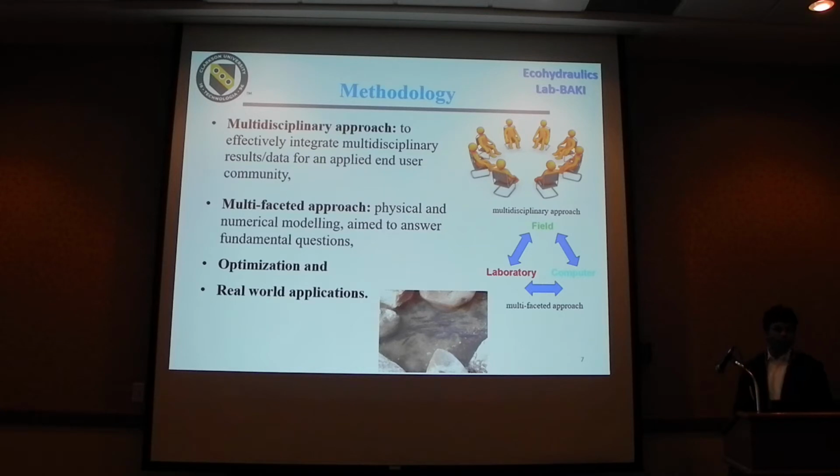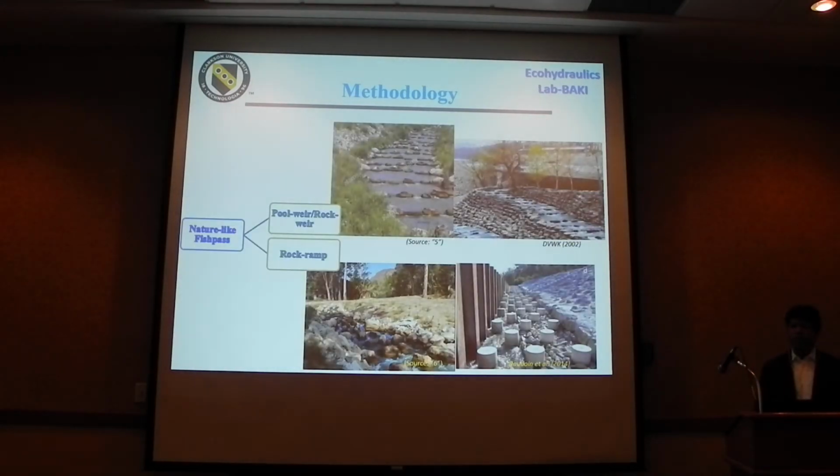My methodology included a multidisciplinary approach to effectively integrate results and data from an applied end-user community. Secondly, it was a multifaceted approach where we use a physical model and a numerical model, and aim to answer the fundamental questions. Then optimization, and finally, we apply our model to real field applications. In general, there are two types of natural-like fish passes. One is called the rock weir type or pool weir type, and the second type is the rock ramp type. We investigated both of them.